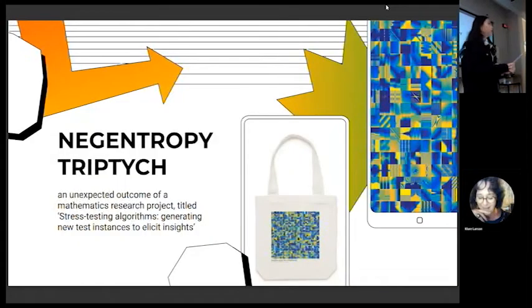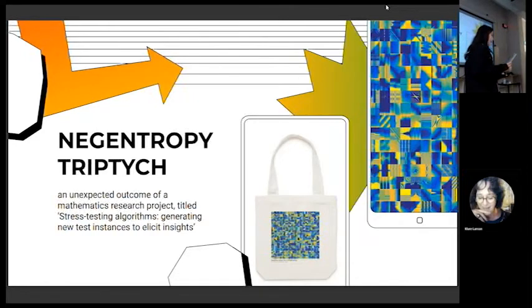This is actually by a professor at Unimelb. This is called Negentropy Triptych. I hope I'm pronouncing it correctly. It is an unexpected outcome of a mathematics research project titled Stress Testing Algorithms: Generating New Test Instances to Elicit Insights. This is funded by the Australian Research Council.